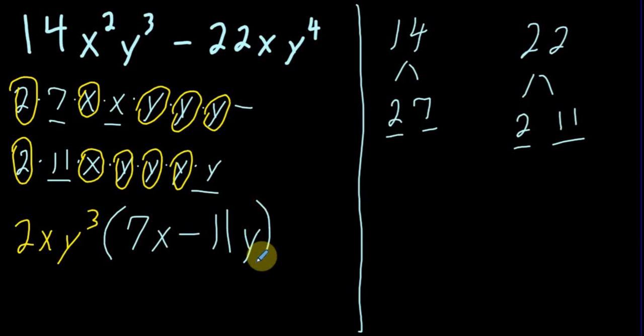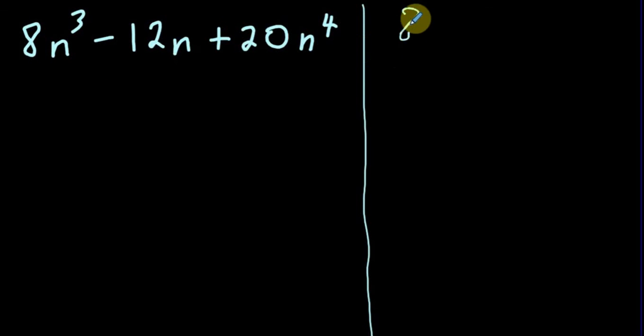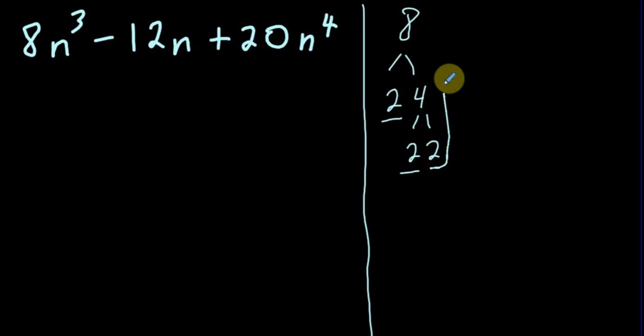There we go. We factored out the greatest common factor. All right, trinomial. Here we go. We've got an 8, a 12, and a 20. So I'm going to start with the 8. 8 is 2 times 4. I can't factor a 2. A 4 becomes 2 and 2. And I'm done there.